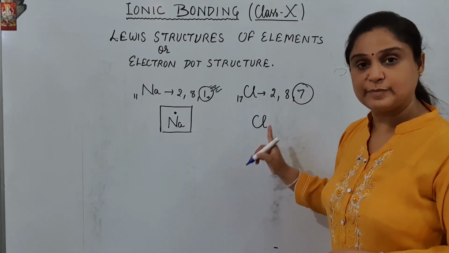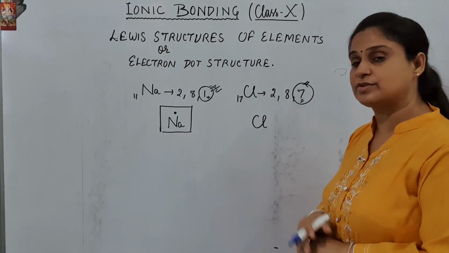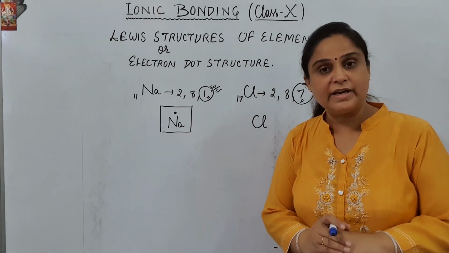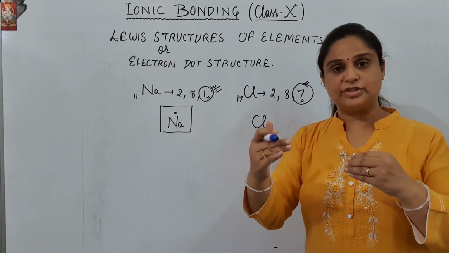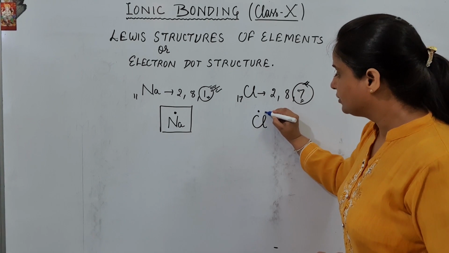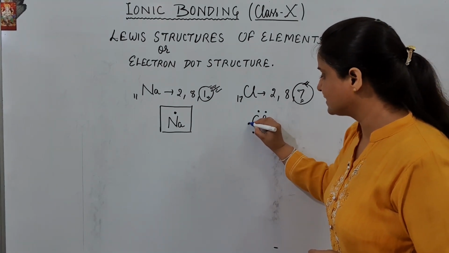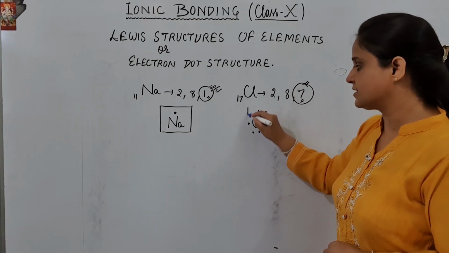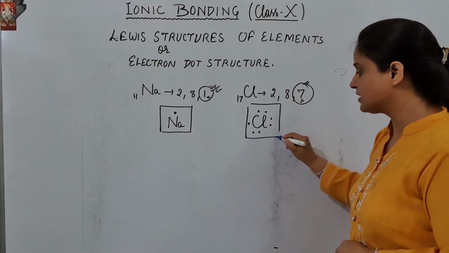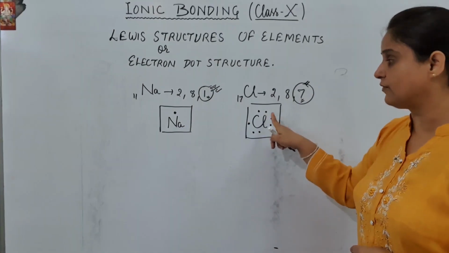Cl, which is the symbol of the element, and the last shell electron. How many electrons are there? 7. If 7 electrons are there, we will distribute them evenly in the 4 directions. How? 1, 2, 3, 4, 5, 6 and 7. So this is the Lewis structure or electron dot structure of chlorine.